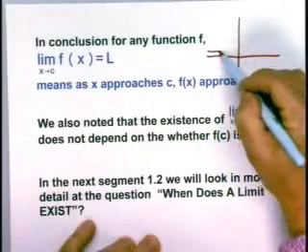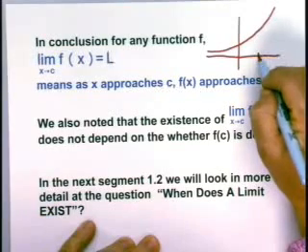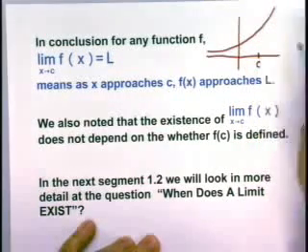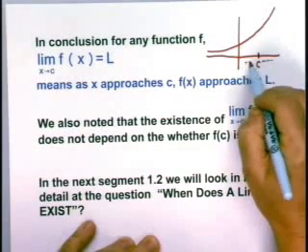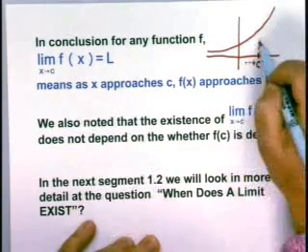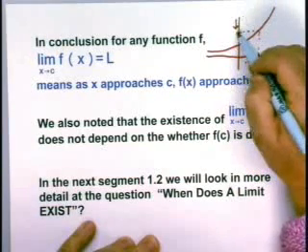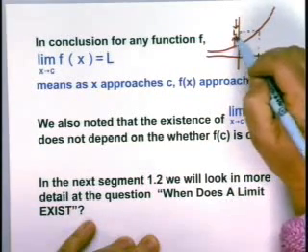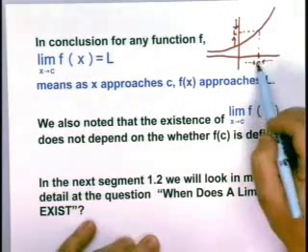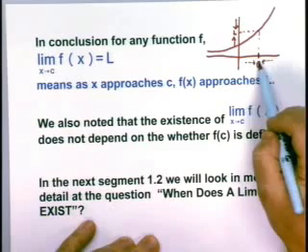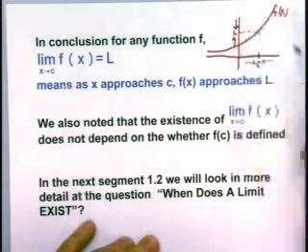I'll draw an arbitrary function f of x, and I'm going to select an x value of c. As x gets close to c from either the right side or the left side, the function values would approach this position, which we're going to label as L. So we say that the limit as x approaches c for this function f of x is equal to L.